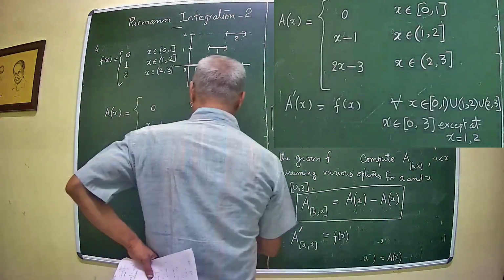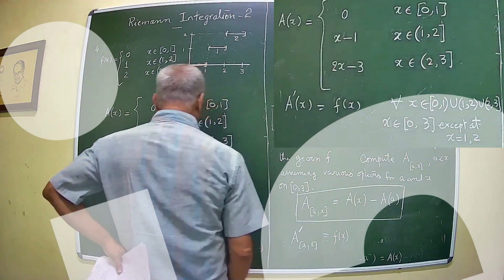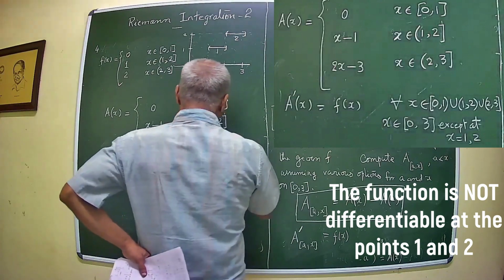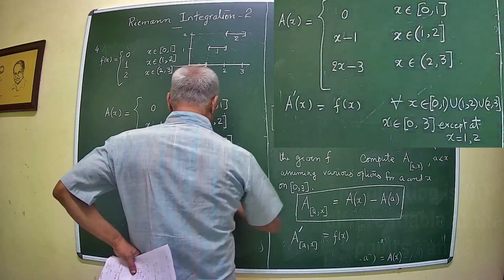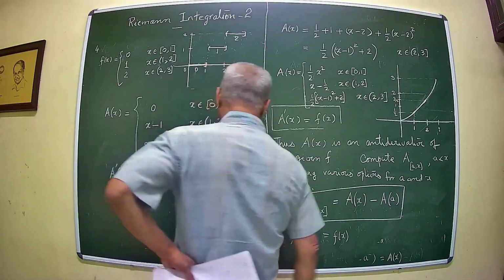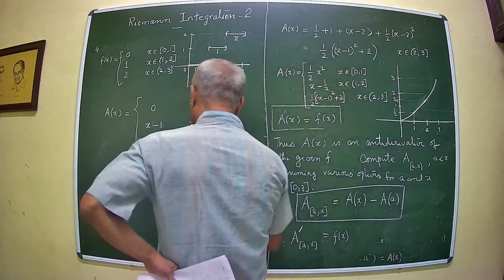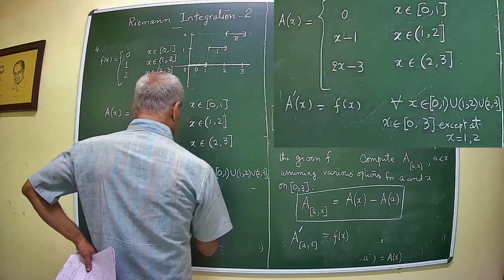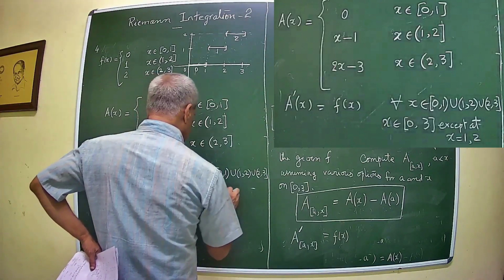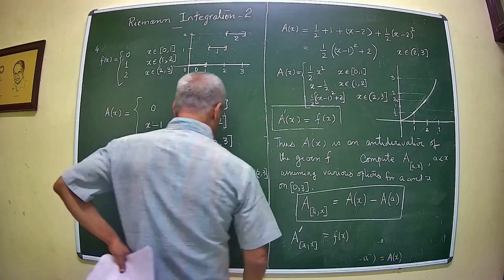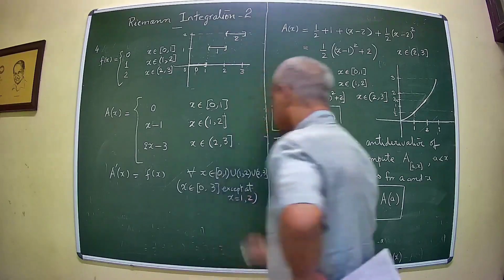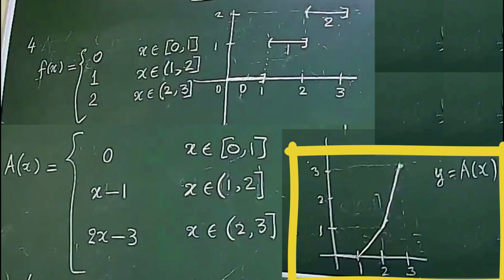Now there is a problem. Come to this problem. The function is not differentiable at the points 1 and 2. So this holds except at those points, on the interval for x belonging to [0, 3]. Let's look at this. And if you plot the graph of this function, it is going to be the following.